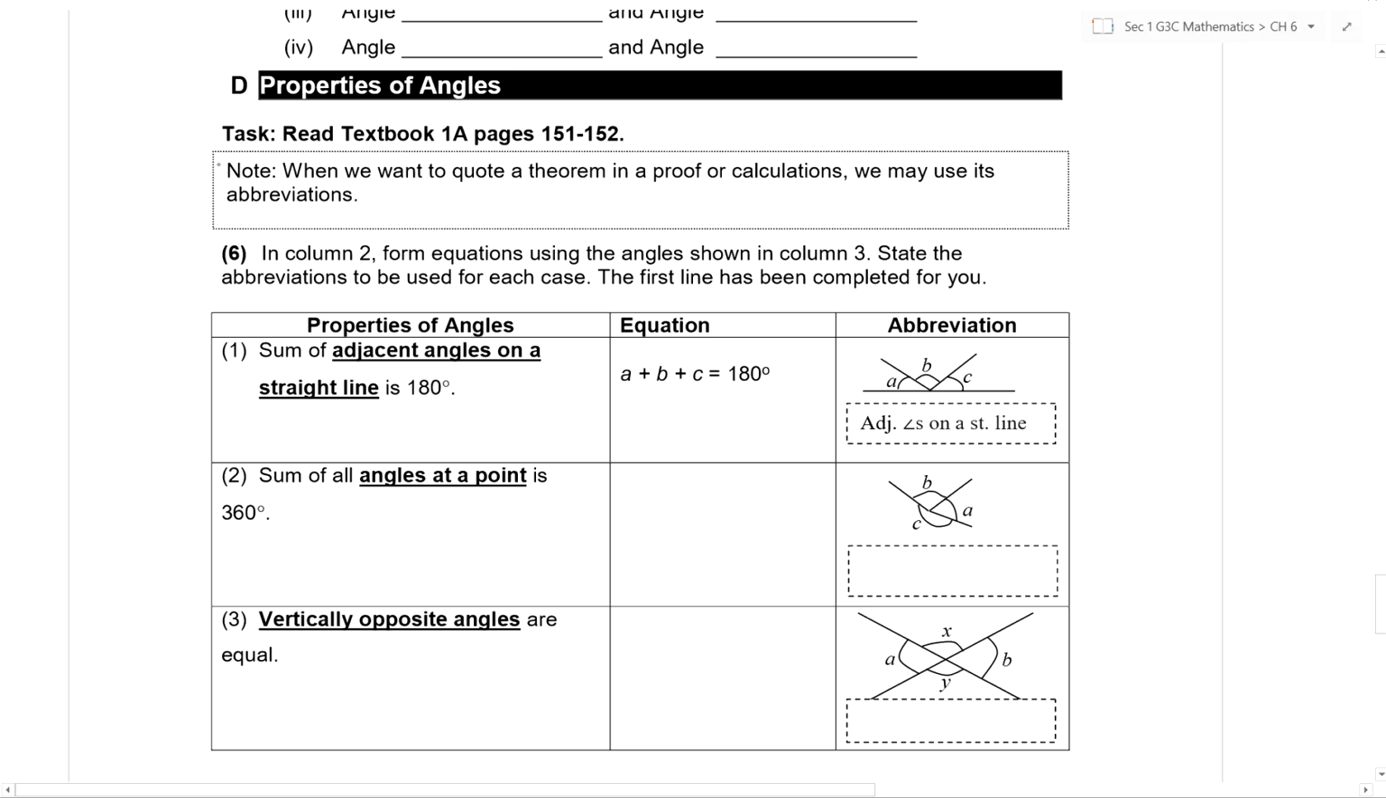Okay, the next part is very crucial for your presentation. Often we will need to make use of calculations to find unknown angles, and we need to use some properties of angles in order to help us. So you have learned in primary school that the angles on a straight line will add up to be 180 degrees. So in this case over here, we call it adjacent angles on a straight line. When we say adjacent angles on a straight line, we are referring to angle A plus angle B plus angle C gives us a total of 180 degrees.